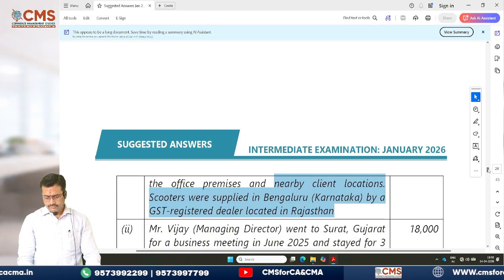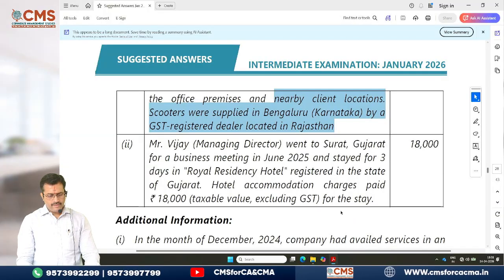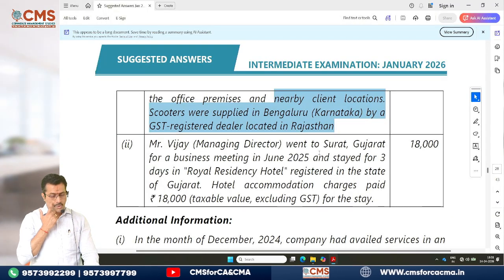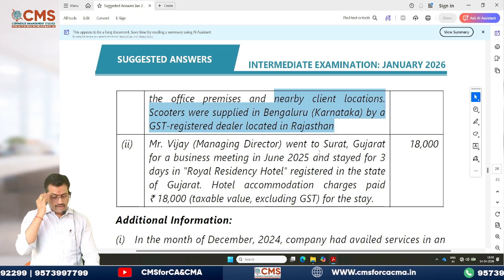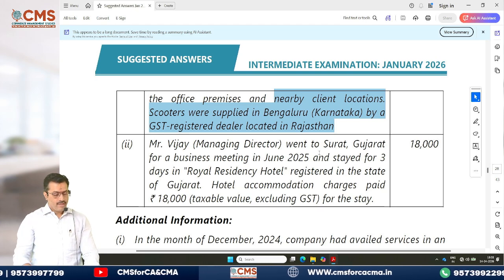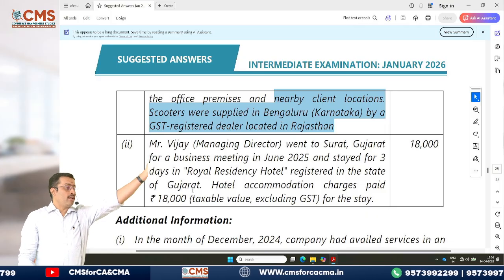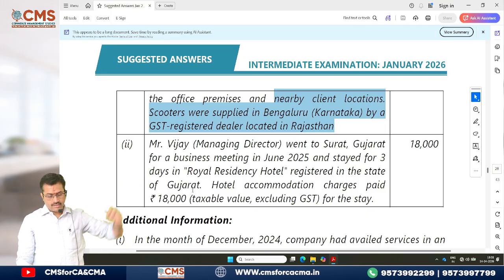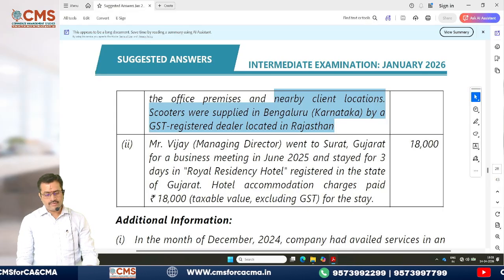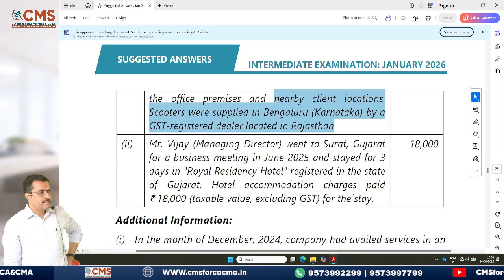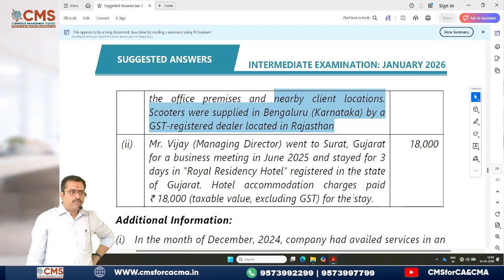Then, Vijay, the managing director, went to Surat, Gujarat for a business meeting in 2025 and stayed for 3 days in Royal Residency Hotel registered in the state of Gujarat. Interstate accommodation. Hotel accommodation charges paid 18,000 taxable value excluding GST for the stay. Now, for hotel accommodation and all, per day, how much?